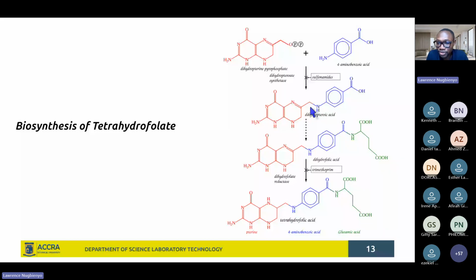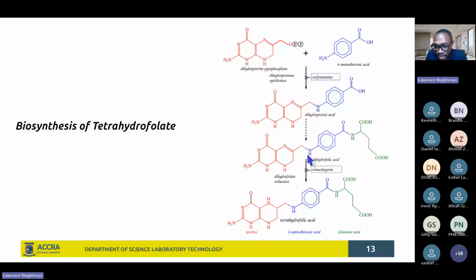The reaction continues, and now you have the conjugation of glutamic acid, which is green. The glutamic acid residue is green at the end. So you see here, the blue side is the end, but now there is a conjugation of glutamic acid in that reaction. And so that now gives you a dihydrofolic acid.